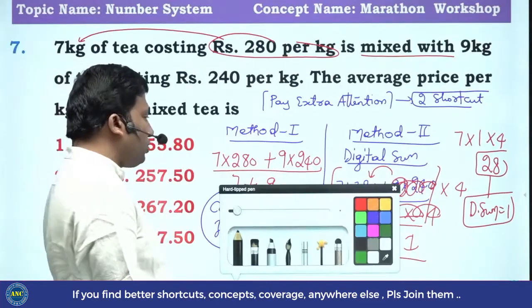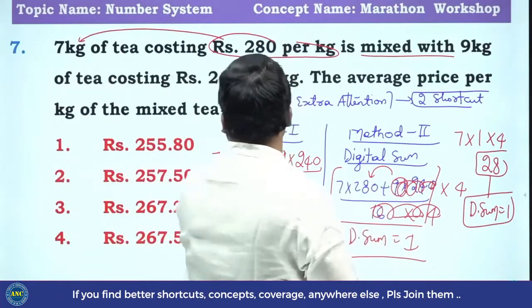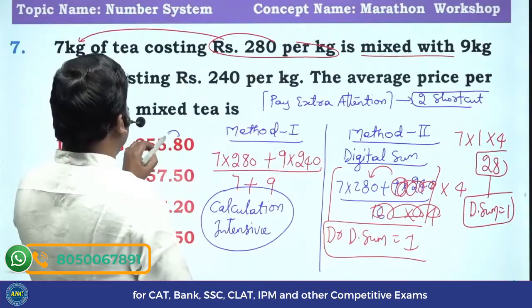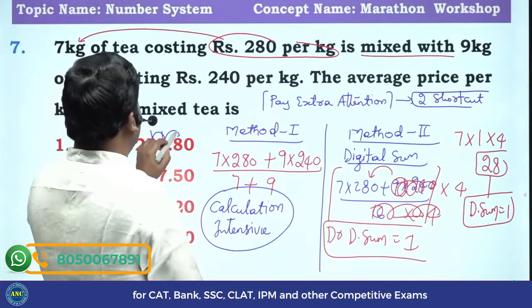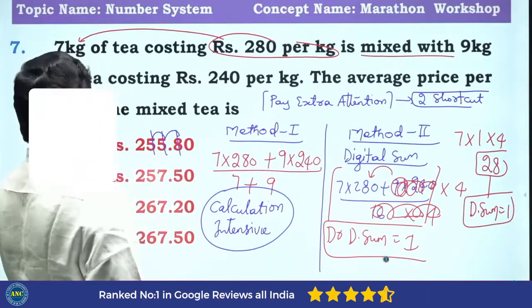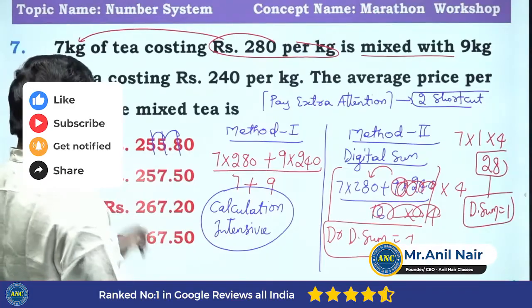Answer digital sum should be 1. 8 plus 5, 13. 13 plus 5, 18. 18, it is 9. Answer is 2, but I want 1.